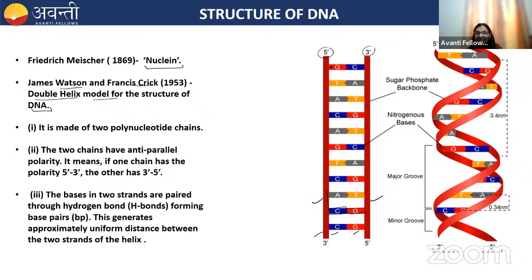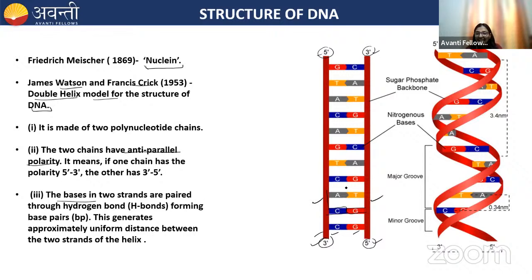They also said that these strands of DNA show anti-polarity, or opposite polarity, like 5' to 3'. This strand is showing the 3' end and 5' end. So they are showing the anti-parallel polarity.